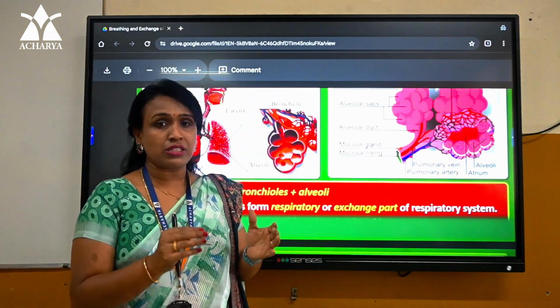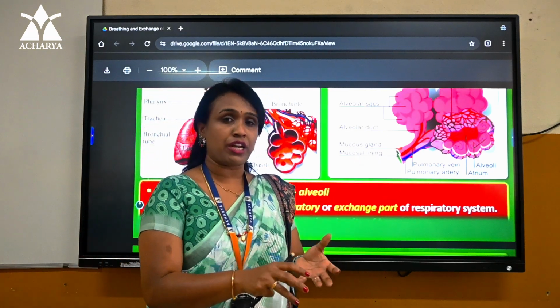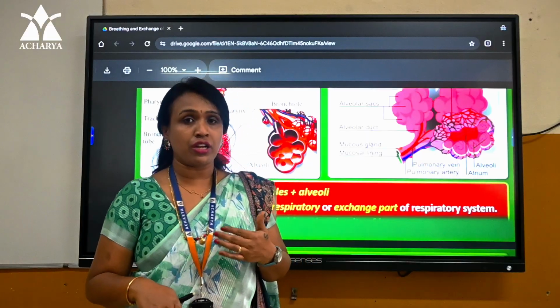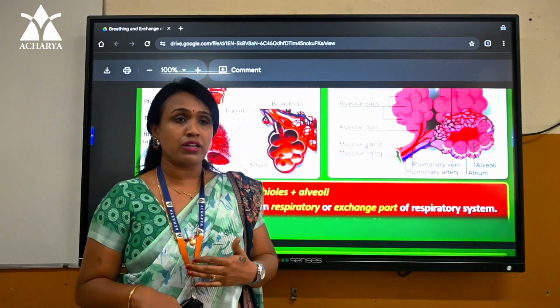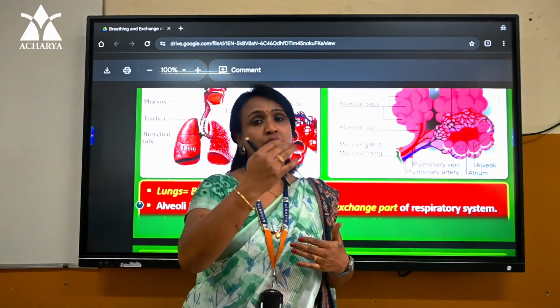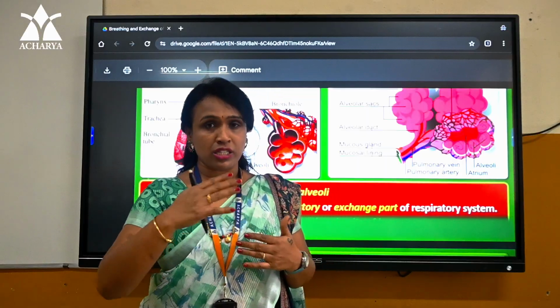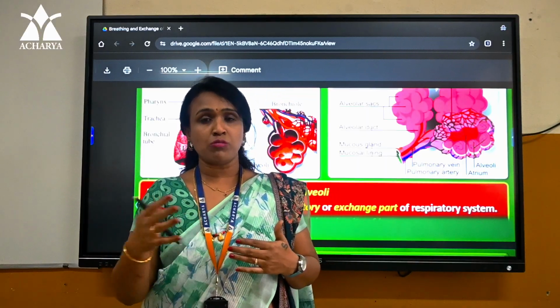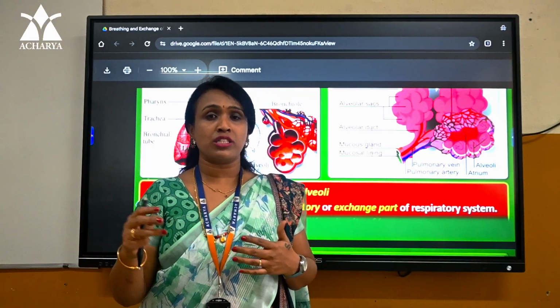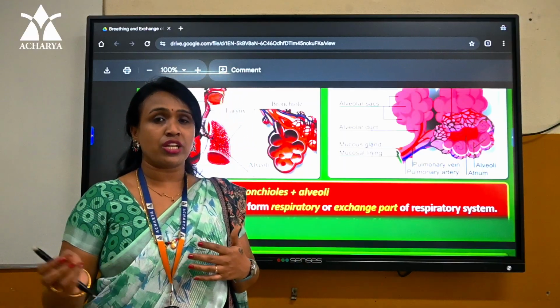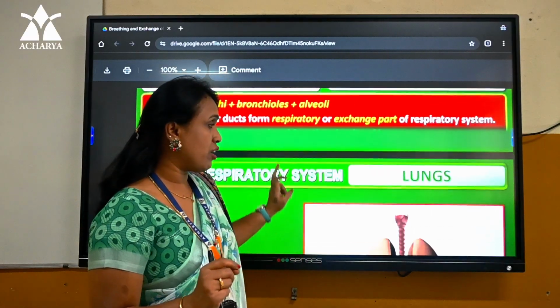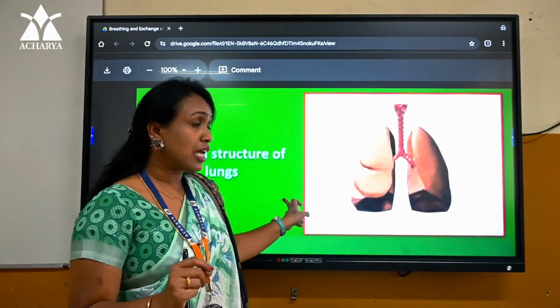From the pulmonary veins, blood goes to the left atrium, from the left atrium to the left ventricle, and from the left ventricle the oxygenated blood is pumped into the aorta. From the aorta various branches come out, and this blood reaches various organs, which is called systemic circulation, that we are going to study in detail in the next chapter.